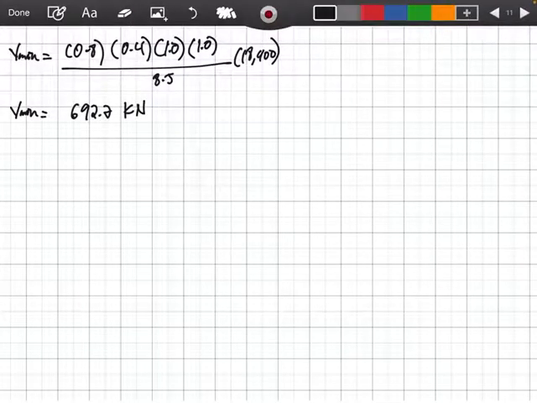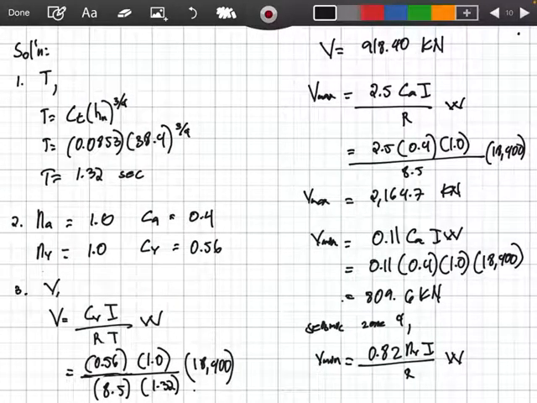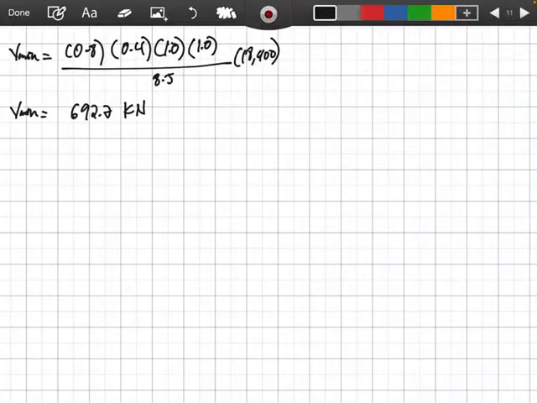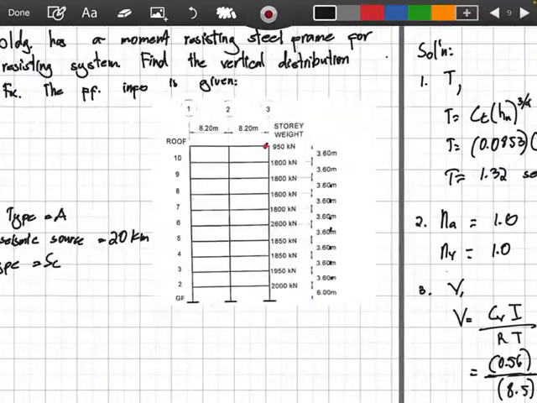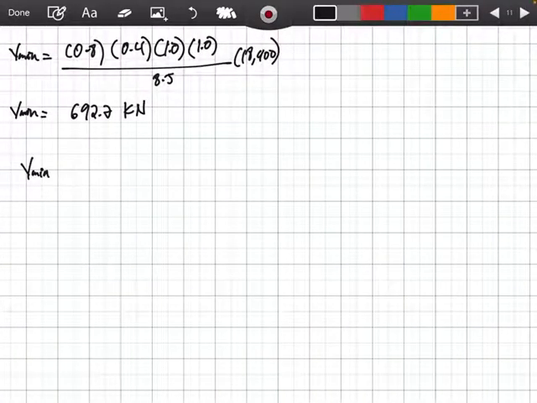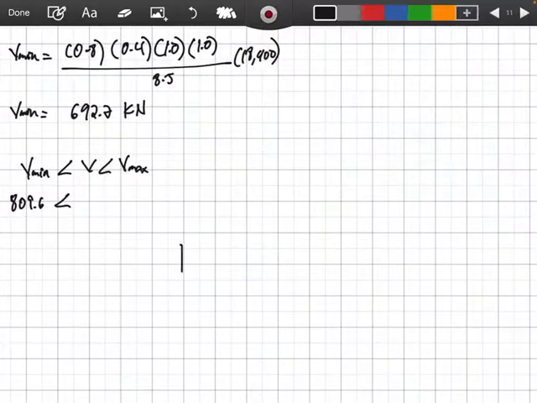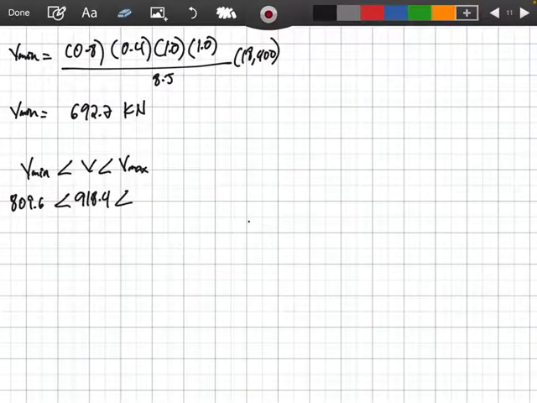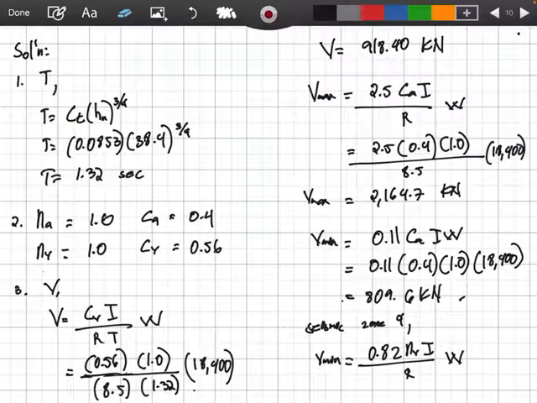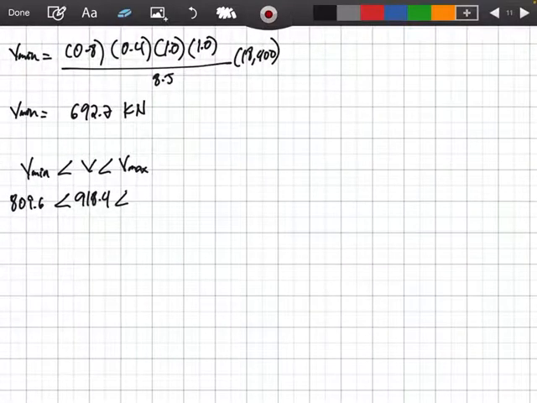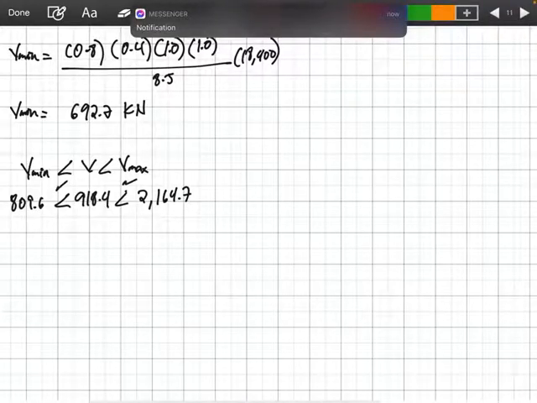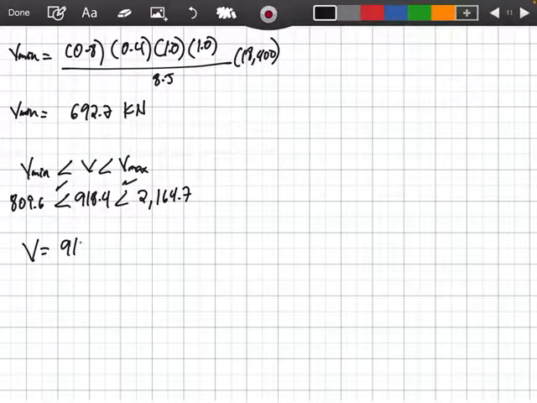So, since dalawang minimum limit, ano yung gagamitin natin? So, ang gagamitin nating minimum yung mas malaki. It would be 809.6, di ba? So, 809.6 yung minimum natin. So, ito-check natin ngayon if our V is between the minimum and maximum limits. So, 809.6, ano yung ating V? 918.4. And our Vmax is what? 2,164.7. So, check and check. So, ang ating design base shear would be 918.4 kilonewton.